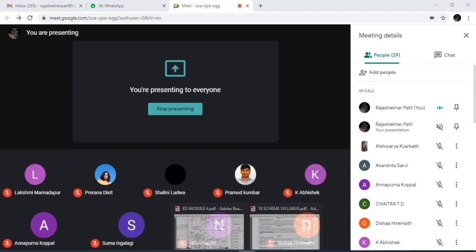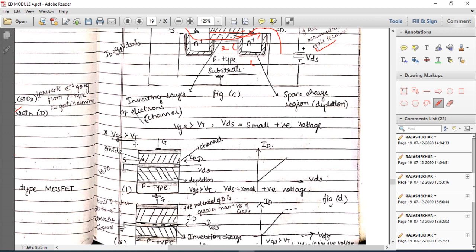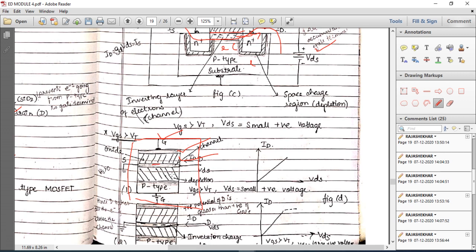So now we will move on. I am considering just one part of the MOSFET structure, which is shown here. So this is the gate. Okay, this is the metal. This is the oxide layer. Okay, this is the channel, and this is the depletion layer, which is shown here. I will compare these two. And this is a P-type substrate.